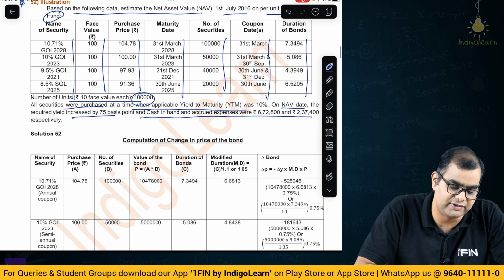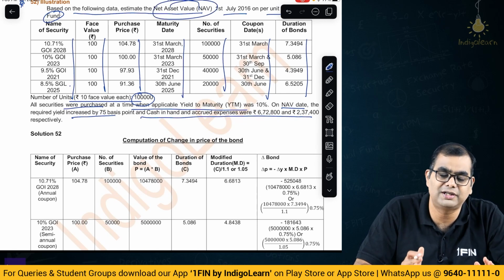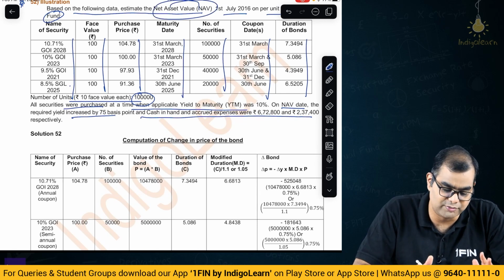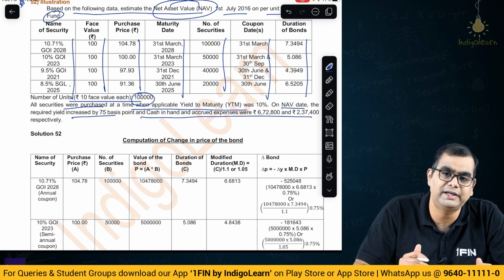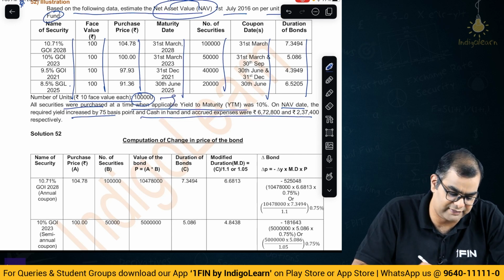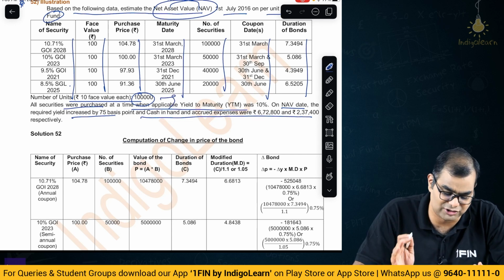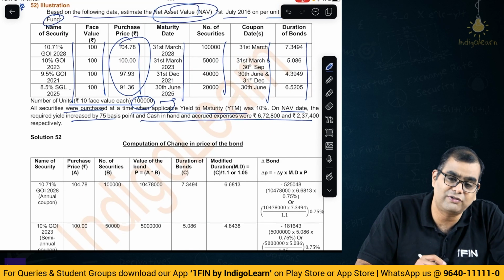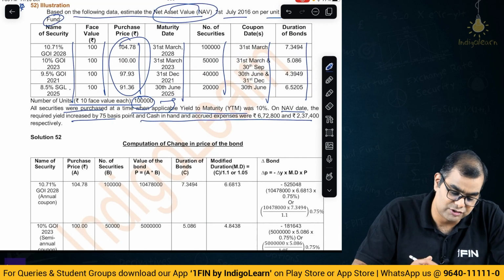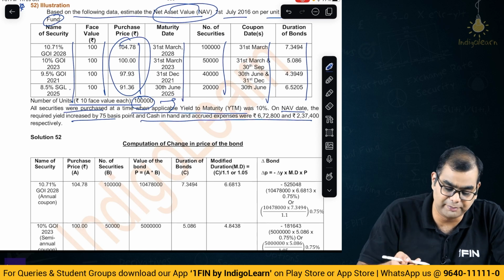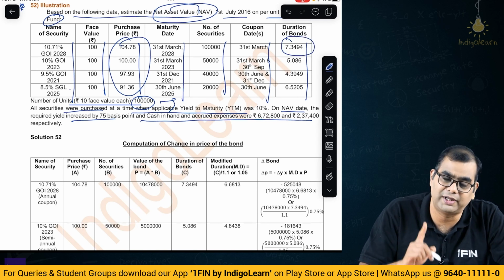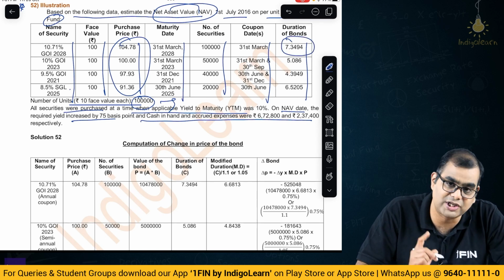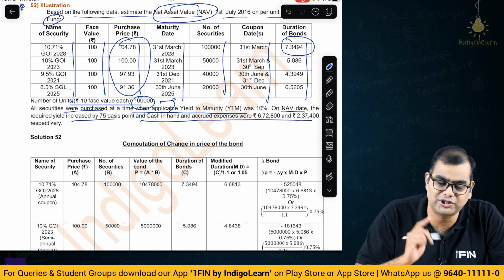Compute the revised NAV. How will you compute revised NAV? NAV is just the total value of all these bonds as on a specific date divided by the number of units in the portfolio. They basically have 1 lakh units, so we divide by 1 lakh, that's all. Now, there is a purchase price, and you have to compute the change in the price. Either you have to reprice, or you already have the duration, and there is only one change in interest rate. So, you can use duration to compute the change in price.